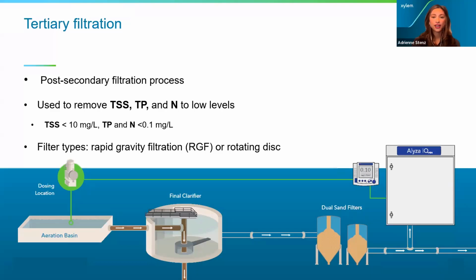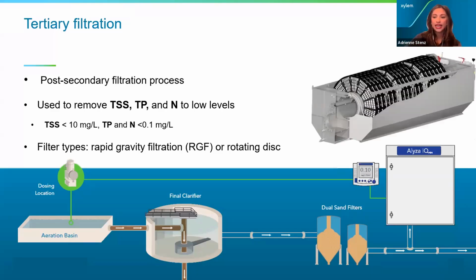These filters are layered media, often sand and activated carbon, that allow water to flow downward through those layers by gravity. As water flows, the media captures fine particles and phosphorus bound to solids. Some systems even incorporate chemical dosing right before filtration to enhance phosphorus removal via filtration.